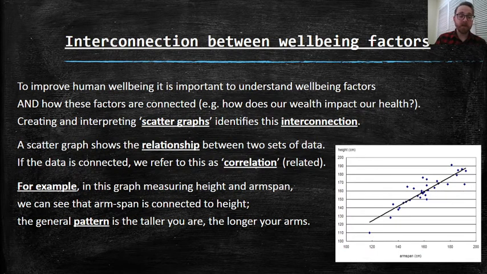Creating and interpreting scatter graphs, or really any other type of graph, can identify this interconnection. A scatter graph shows the relationship between two sets of data, so two variables. If the data is connected, we refer to this as correlation or related. For example, in this graph measuring height and arm span, we can see that arm span is connected to height. The general pattern is the taller you are, the longer your arms. So you would say that those two sets of data, those two variables, are correlated or related. You might have looked at this kind of stuff in maths or even science.